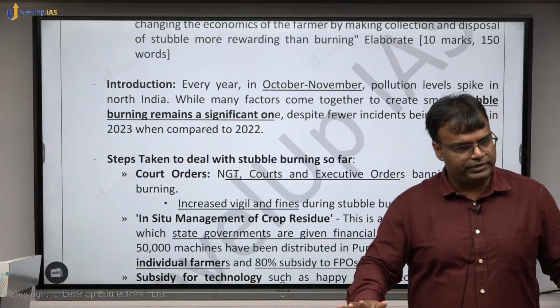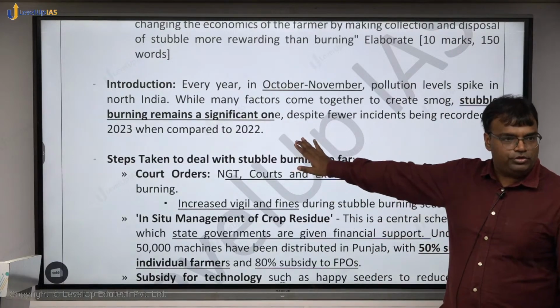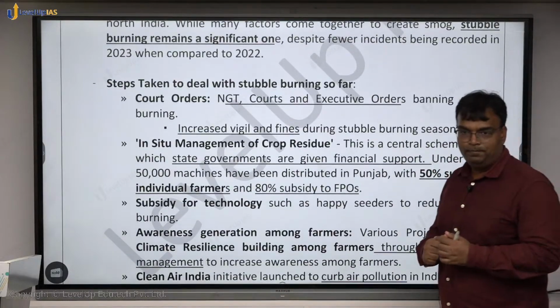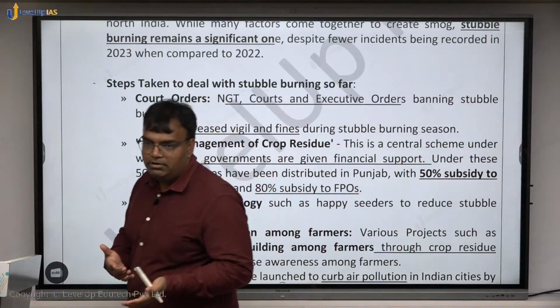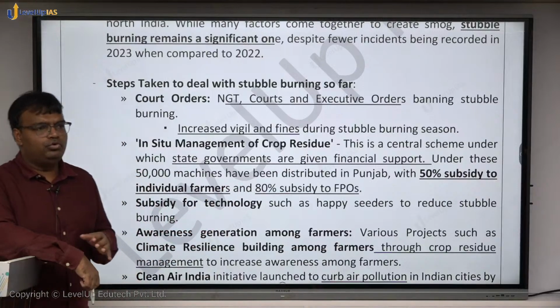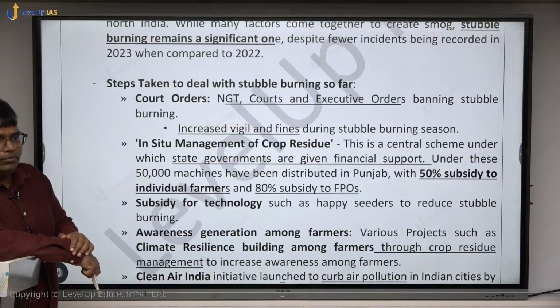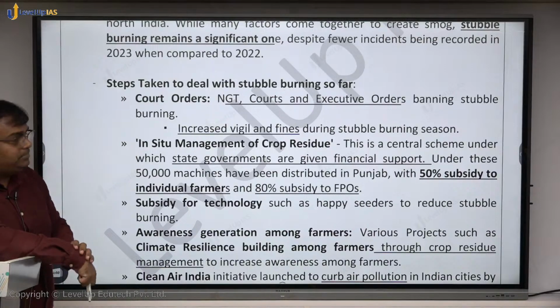Your preparation would be very easy. So stubble burning में intro is done. Now steps taken to deal with stubble burning. So what has been done to fight stubble burning? So one is various court orders. NGT ने way back in 2015 it had banned stubble burning. There are various Supreme Court judgments, High Court judgments, executive orders. That's one thing that has been done.